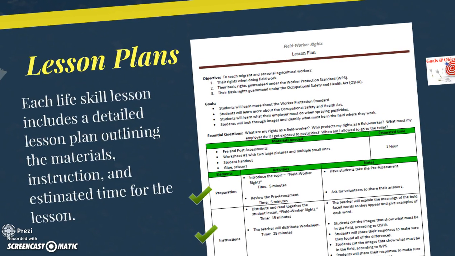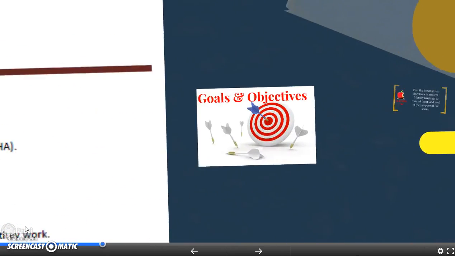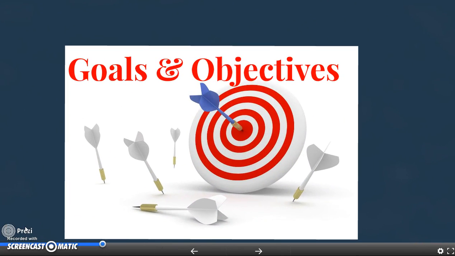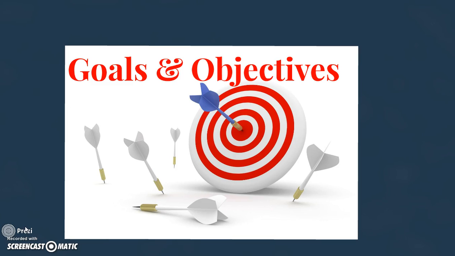Each life skill lesson includes a detailed lesson plan outlining the materials, instruction, and estimated time for the lesson. In the lesson plan, you will see the goals or objectives. Goals are broad, generalized statements about what is to be learned. Think of them as the target to be reached. Objectives are like tools that you can use to make sure you reach your goals. They are the arrows you shoot towards your goal.